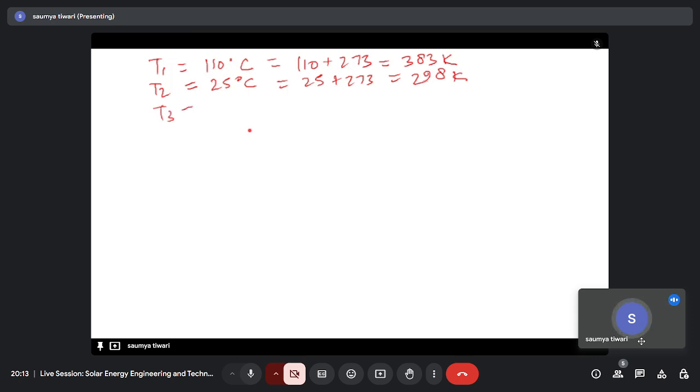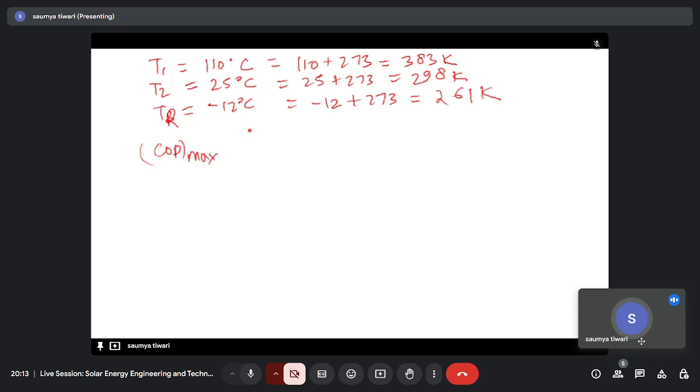Let's write this formula. So first, write the temperatures. T1 was 110 degrees Celsius. Note that in this formula, all the temperatures must be put in Kelvin. So it will be 110 plus 273, which is equal to 383 Kelvin. T2, the ambient temperature, was 25 degrees Celsius, which will be 25 plus 273, so it will be 298 Kelvin, right? And T3 temperature, or TR temperature, was minus 12 degrees Celsius, so it will be minus 12 plus 273, which is 261 Kelvin.